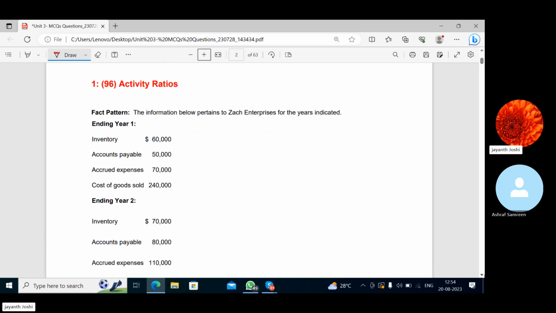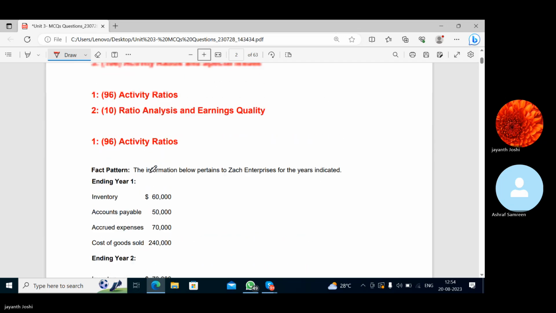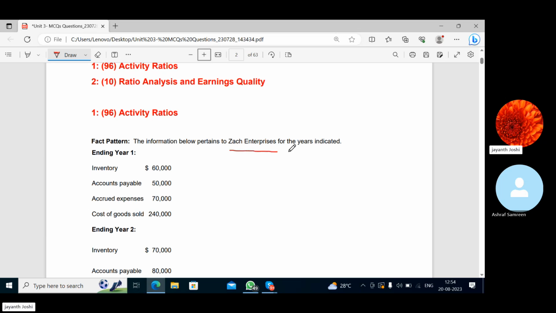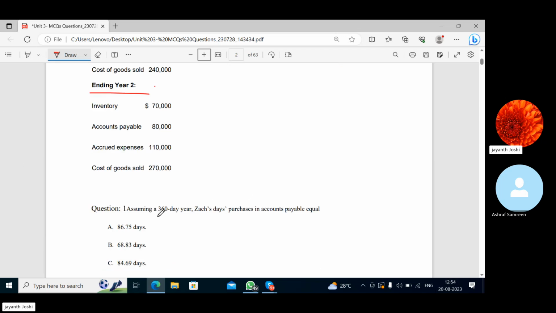So we are doing activity ratios. This is the question. The information below pertains to ZAC Enterprises for the years indicated, ending year 1, ending year 2. Assuming a 360-day year, ZAC's days purchases in accounts payable equal. That means they're asking what? Debt payment period, right? Yeah, debt payment period. Payable turnover ratio.